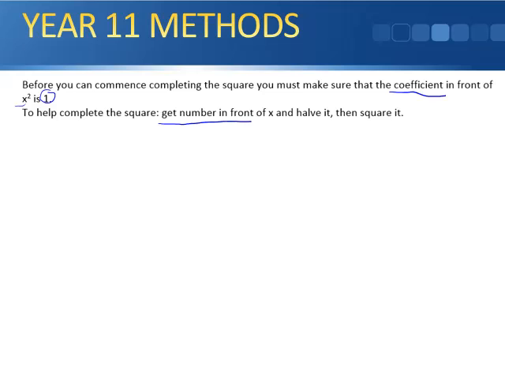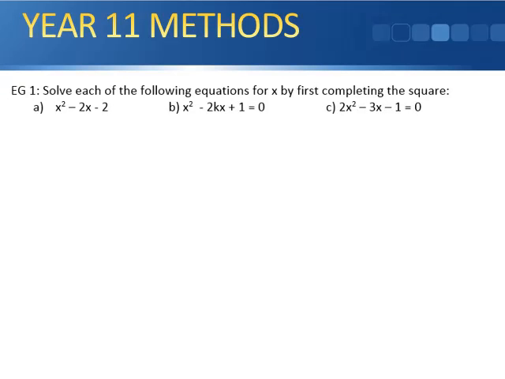How we do it is we get the number in front of the x, whatever that number is, we halve it, and then we square it. So let's do one. Solve each of the following equations for x by first completing the square. Well, in front of the x squared there's number 1, so that's fantastic.